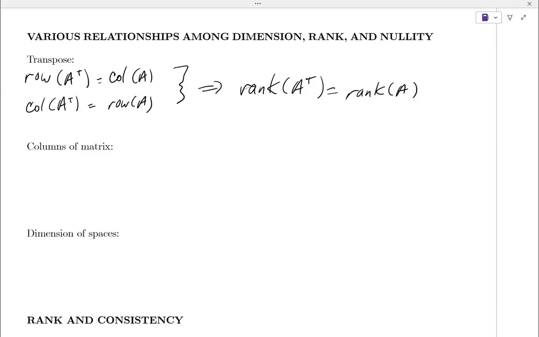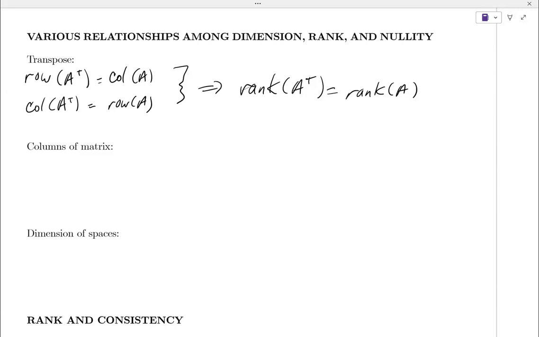Now, of course, the nullity would change, maybe, right? But remember, nullity is the dimension of your null space. That has to do with the number of free variables that you get when you row reduce, right?